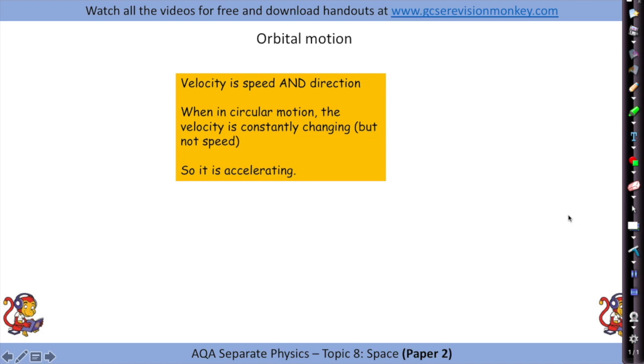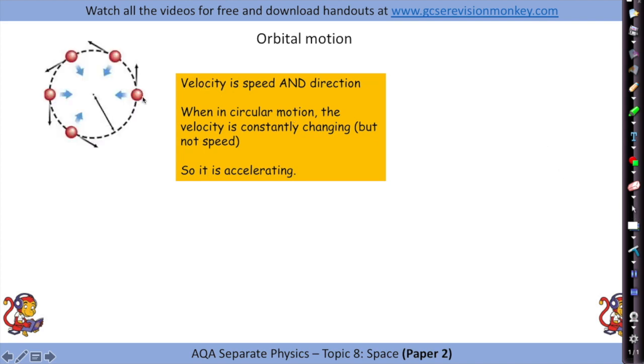Okay, so orbital motion. Orbital motion is the science of objects rotating around a fixed point. Now, velocity is a vector quantity, and so it includes both the magnitude of speed, like the size of the speed, and it also includes the direction as well. So when something is in circular motion, the velocity is constantly changing because the direction is changing. So even though the speed can be constant, the direction is changing, so we can say velocity is changing. Now, if velocity is changing, that's the same as saying something is accelerating. Its velocity is changing, so it's accelerating.